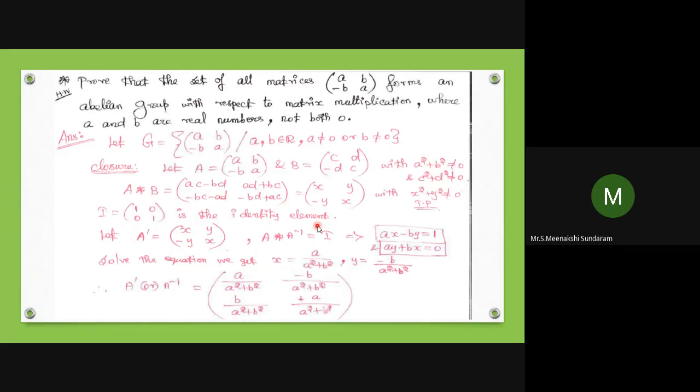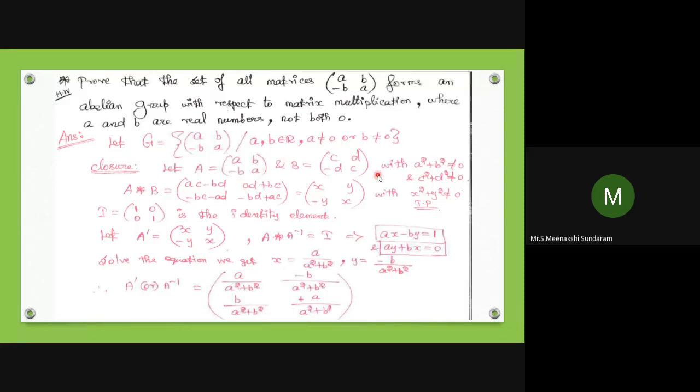Same, one more example. Last class I gave a sum with a matrix and identity, a group with 4 elements. Similarly, prove that the set of all matrices AB minus BA forms an abelian group with respect to ordinary matrix multiplication, where A and B are real numbers, not both 0. A and B are not both 0, but one of the elements can be 0; A can be 0 or B can be 0, but the null matrix is not a possibility. I have taken G, A, B belongs to G. I have given the answer here too, so you can try with it.